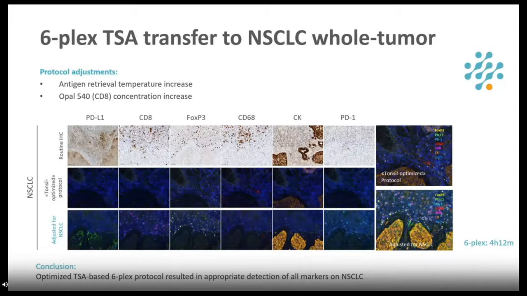So we applied consecutively two simple protocol adjustments. The first one was to increase the antigen retrieval temperature of the assay, and the second one was to increase Opal 540 concentration. Opal 540 is the fluorophore that we associated with CD8. And this was enough to rescue the signal levels and to show appropriate detections for all the markers.